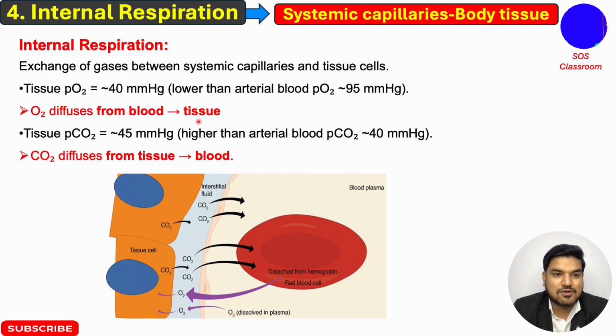And the same process with carbon dioxide: inside the tissue the PCO2 is approximately 45 mm Hg, which is higher than the arterial blood, approximately 40 mm Hg. Then carbon dioxide moves from the tissue to the systemic capillaries. So this exchange of oxygen and carbon dioxide occurs between the tissue and systemic capillaries. That is called internal respiration.